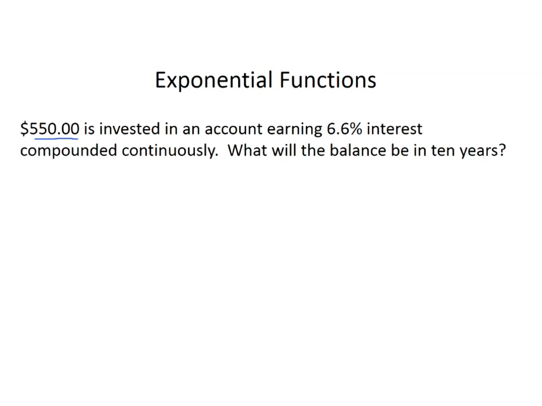550 is invested in an account earning 6.6% interest compounded continuously. What will the balance be in 10 years? So 550 is going to be our principal amount. 6.6% means that our R is going to be equal to 0.066. Compounded continuously means we have to use the PERT formula, and the balance in 10 years means that my T is 10.